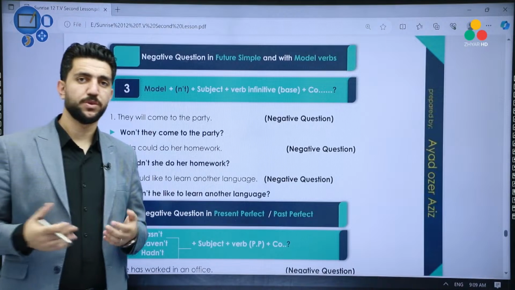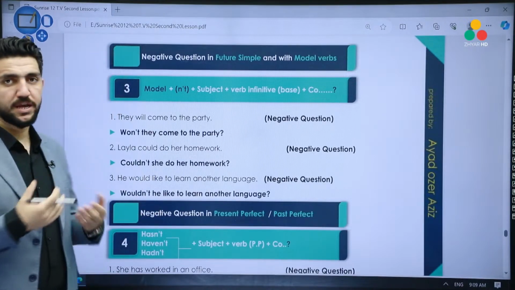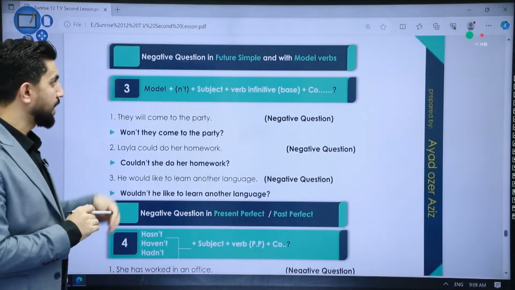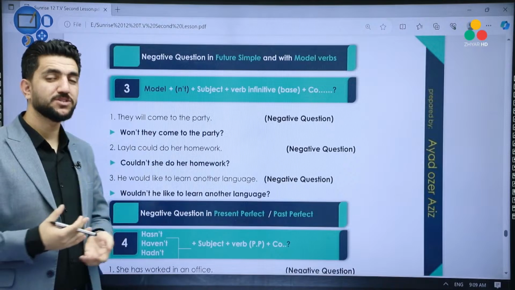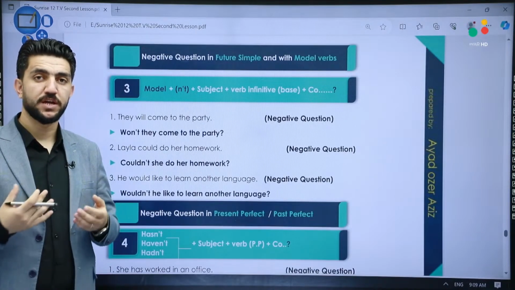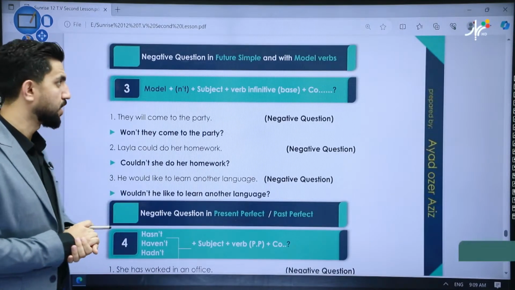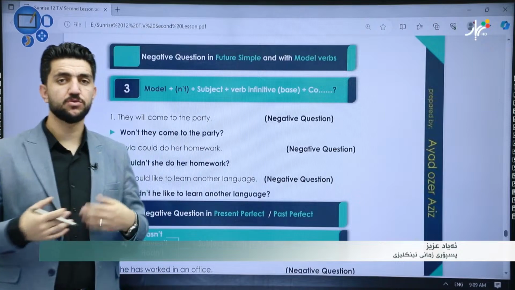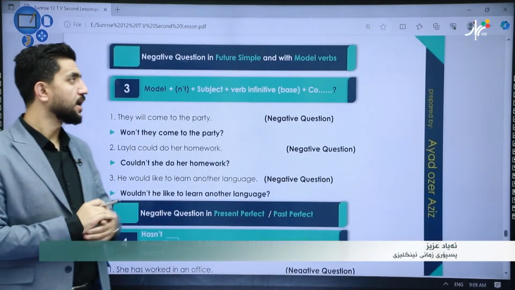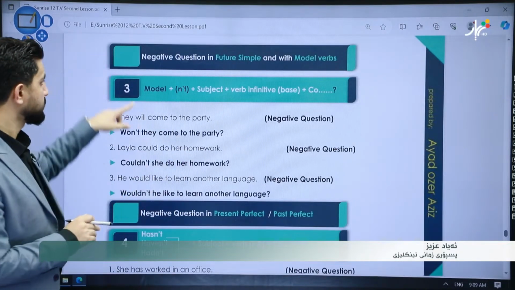Mr. Adi is back again with another lesson, which is called negative questions. Negative questions are mentioned in the book Sunrise 12, Unit 2, Lesson 1. Negative question: how do we use it? Let's see how we use negative questions.